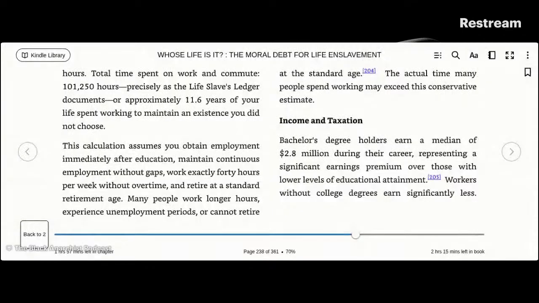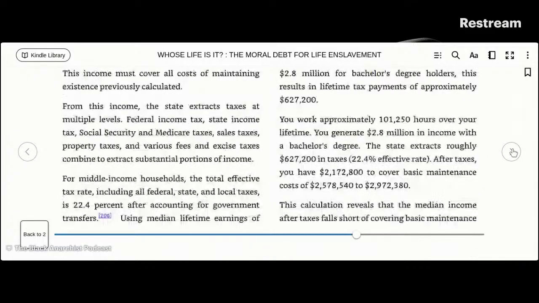Income and taxation. Bachelor's degree holders earn a median of 2.8 million during a career, representing a significant earnings premium over those with lower levels of educational attainment. This is according to the data. I don't agree with it as a person who does have 4 degrees. Workers without college degrees earn significantly less. This income must cover all costs of maintaining existence previously calculated.